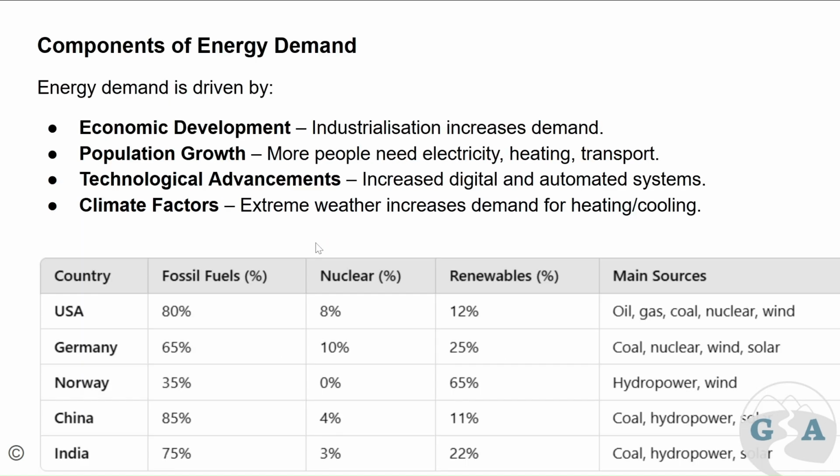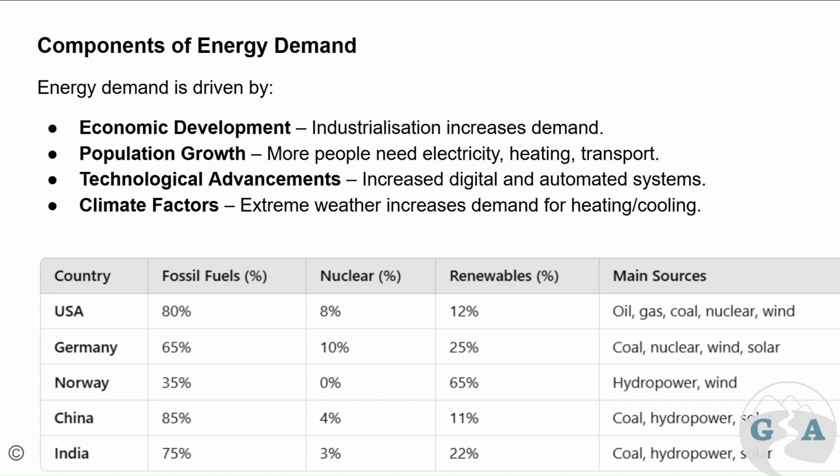When we look at those components then, what are things that are driving energy sources? Economic development, population growth, the global population rising very fast, and also development level increasing very rapidly. Looking at the mix then between different countries, we see the USA and Germany, Norway, China, India here. And we just have a look at the general changes of mix and percentages here.